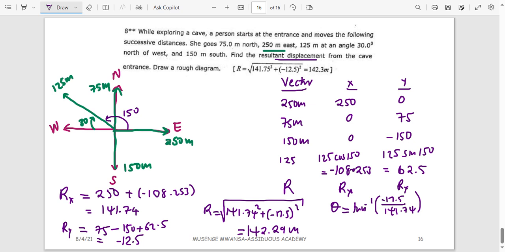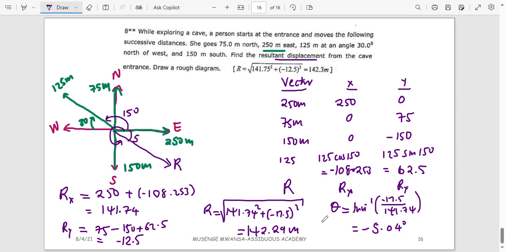So negative 12.5 divided by 141.74, and then we take the tan inverse. That is going to give us a negative 5.04 degrees. But remember, the resultant in the x is positive, x is positive, y is negative. So this angle is going to be in this quadrant, right, where x is positive, y is negative. The angle that we have found is this one, which is in the fourth quadrant. We want to find the other angle, this one here.